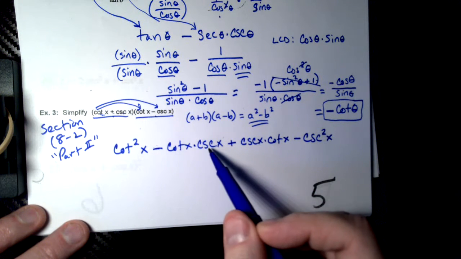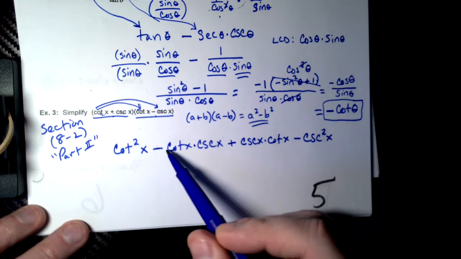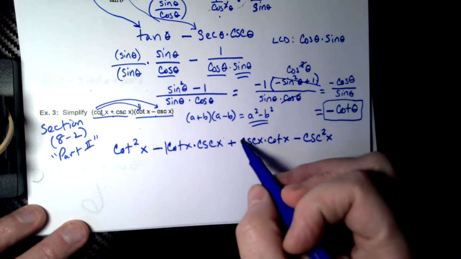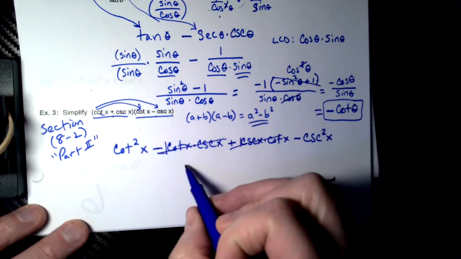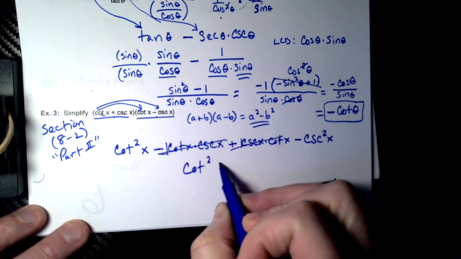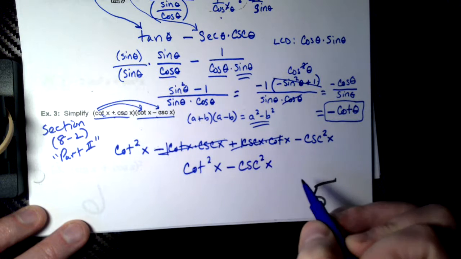Now, what's going to happen is the middle parts cancel out. This is cotangent times cosecant. This is cosecant times cotangent. They're the same, but one's a minus 1 in front, and the other one's a plus 1 in front. They cancel each other out, even though they look kind of ugly. You get cotangent squared x minus cosecant squared x.